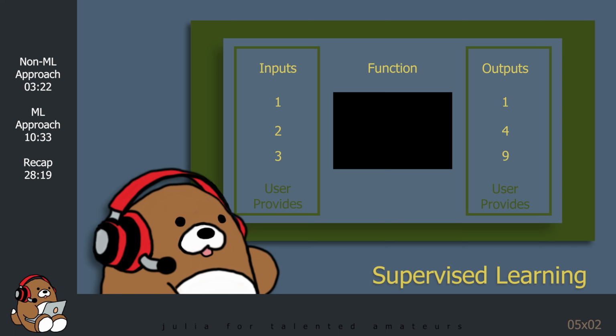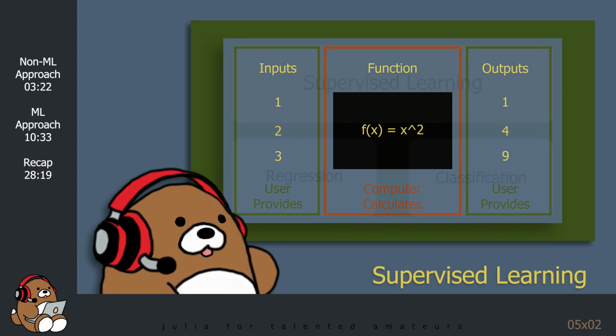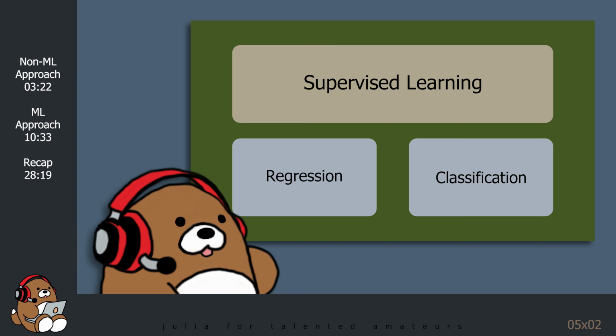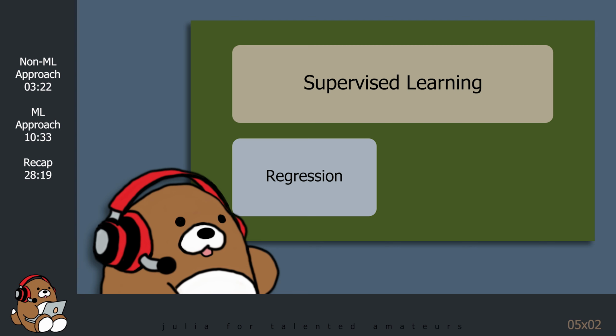I dabble. As a reminder, supervised learning is when the user provides both the inputs and the outputs, and then the computer tries to estimate the function that determines the relationship between the inputs and the outputs. Supervised learning may be split further between regression and classification. In today's tutorial, we'll learn about regression.